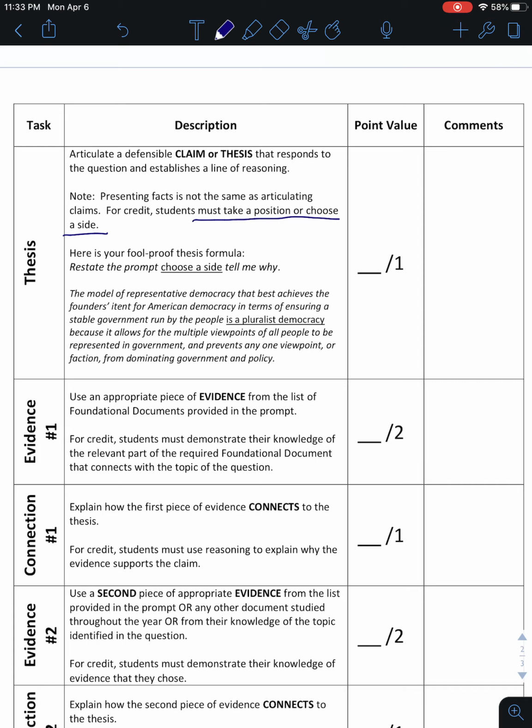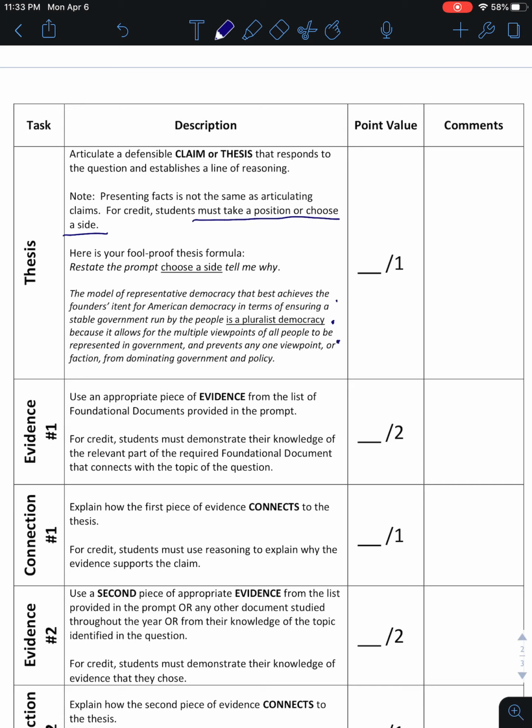Here's your foolproof thesis formula. Restate the prompt, choose a side, tell me why. The model of representative democracy that best achieves the founders' intent for American democracy in terms of ensuring a stable government run by the people is a pluralist democracy because it allows for multiple viewpoints of people to be represented in the government. So right there in my thesis, I'm picking a side and then I'm explaining why. Okay? So restate the prompt, pick your side, tell me why.